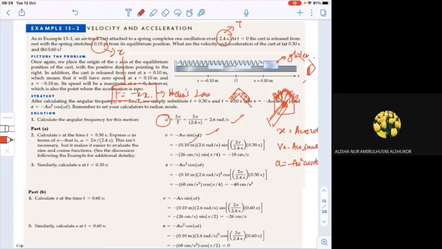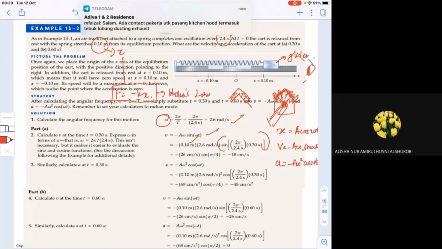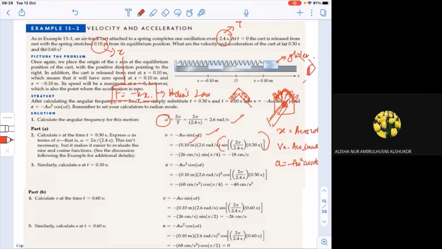Then omega is 2 pi over T, times 0.3 seconds. But remember to calculate this value using the radian mode. In fact, when you look at the equation negative A omega sine omega t, please already use radian mode. Please use the radian. So you will get negative 18 centimeter per second. Centimeter per second.